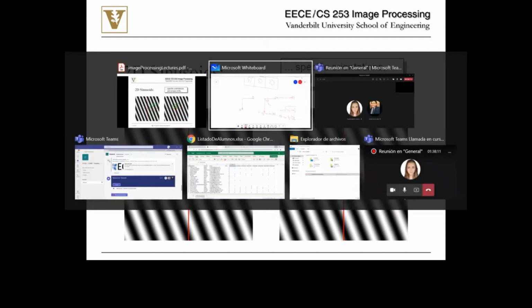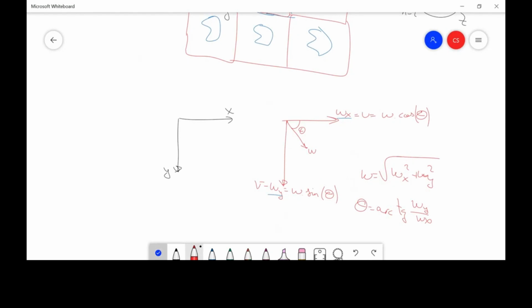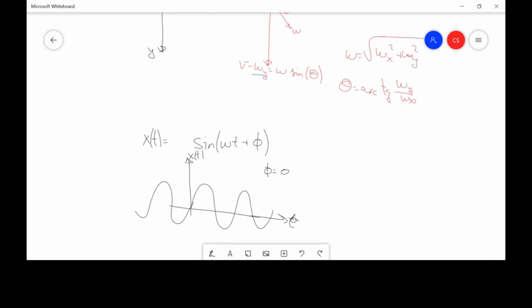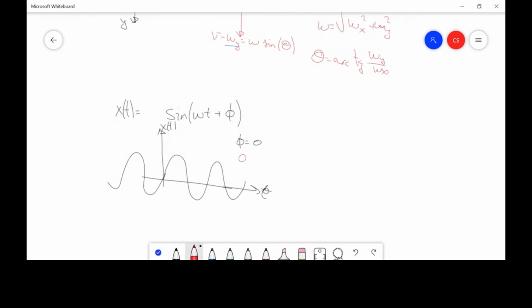And what is the phase shift? So what is the phase shift in one dimension? Let's think of sine. So let's say that our signal is sine of omega t plus phi. And I make phi equal 0. So x of t, and this is t, for phi equals 0, it is a sine. So it goes like this. Okay, let's make phi equal pi half. And then it is a cosine. And then what I'm doing is shifting it pi half in that direction.